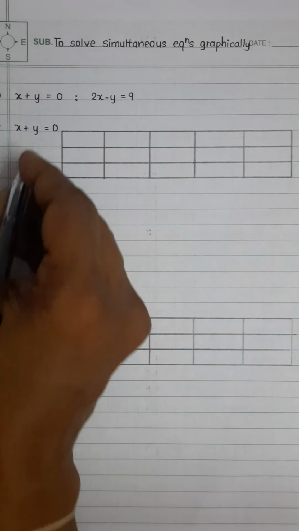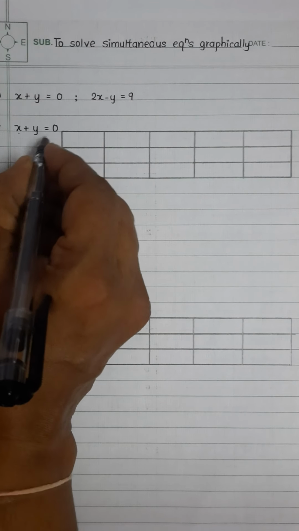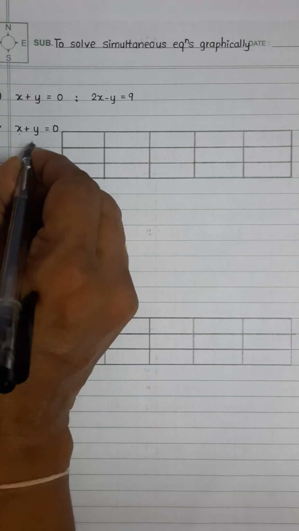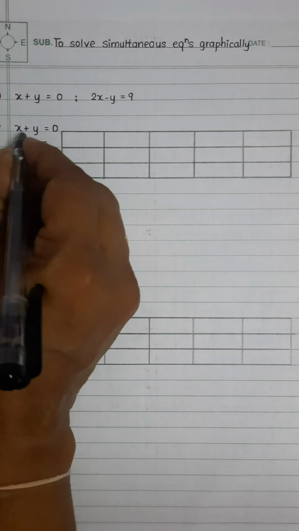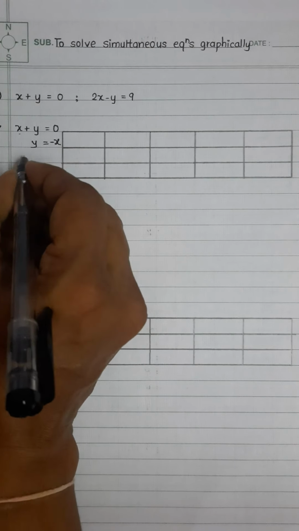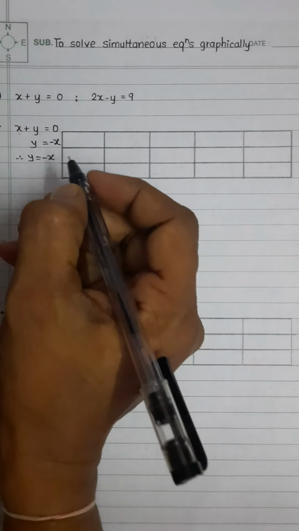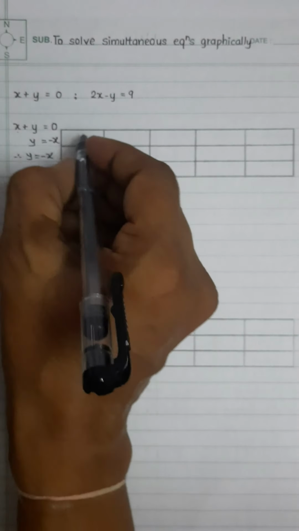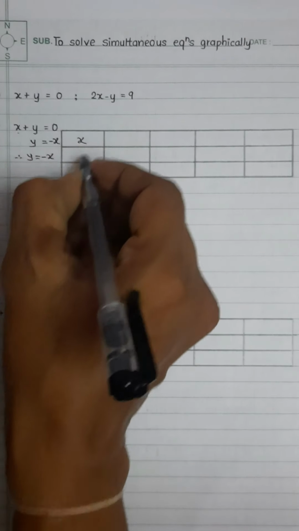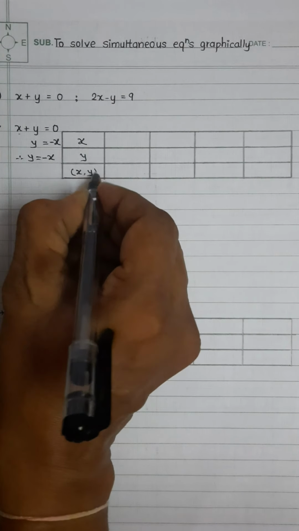Now here x plus y is equal to 0. It is the first equation. We have to convert it like this. y is equal to, this x goes to that side, it gets minus x. Therefore we get the equation y is equal to minus x. Now for this we have to write here x, here it is y, and the order pair is x comma y.